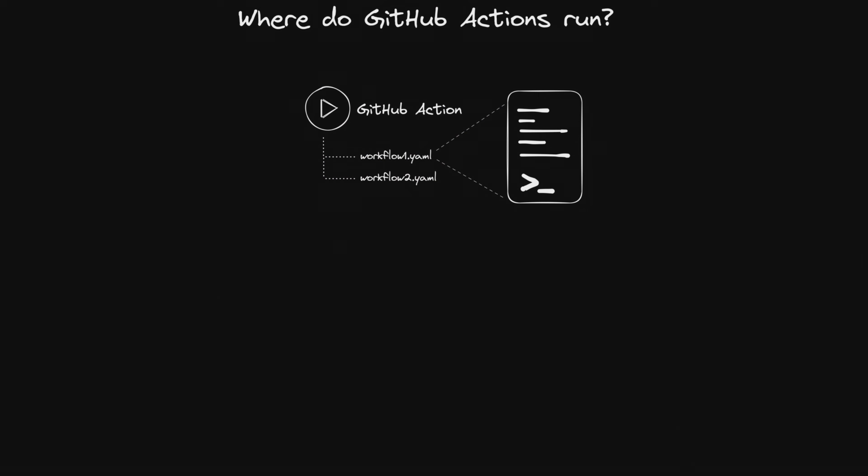And once you know how it works, you can translate this knowledge to automate any kind of task that you want. Okay, so one question you might now have is, where do these GitHub Actions actually run?